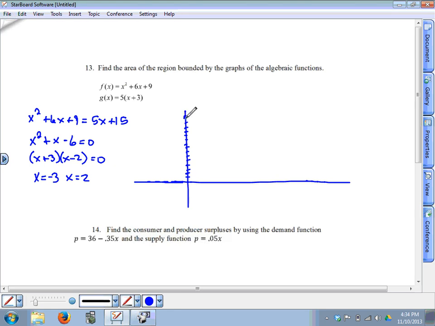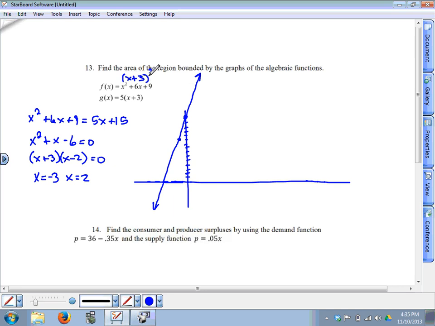So instead of going up 5 and over 1, we can go down 5 and to the left 1. Okay, and then f of x equals x squared plus 6x plus 9. That's a parabola. Now, if we consider this in a different form, x squared plus 6x plus 9 is the same as x plus 3 times x plus 3, or rather, x plus 3 squared.